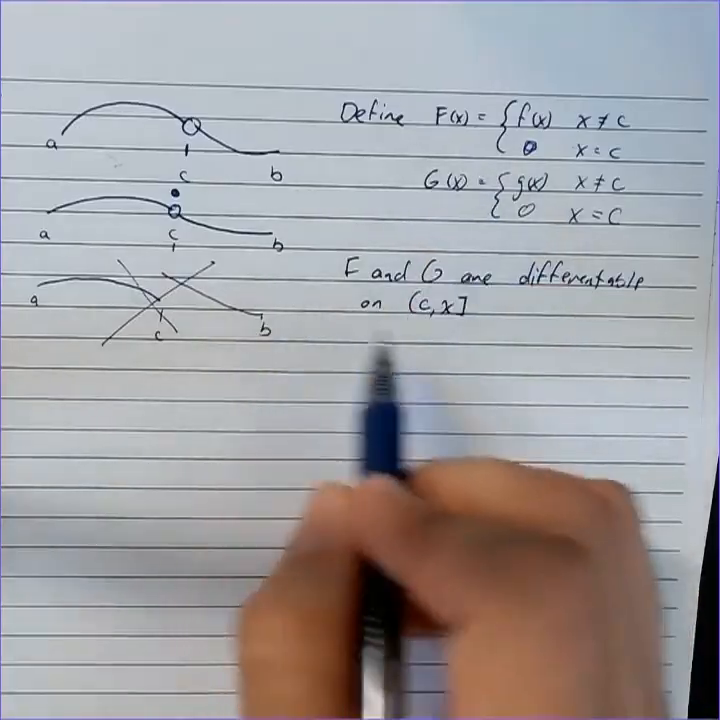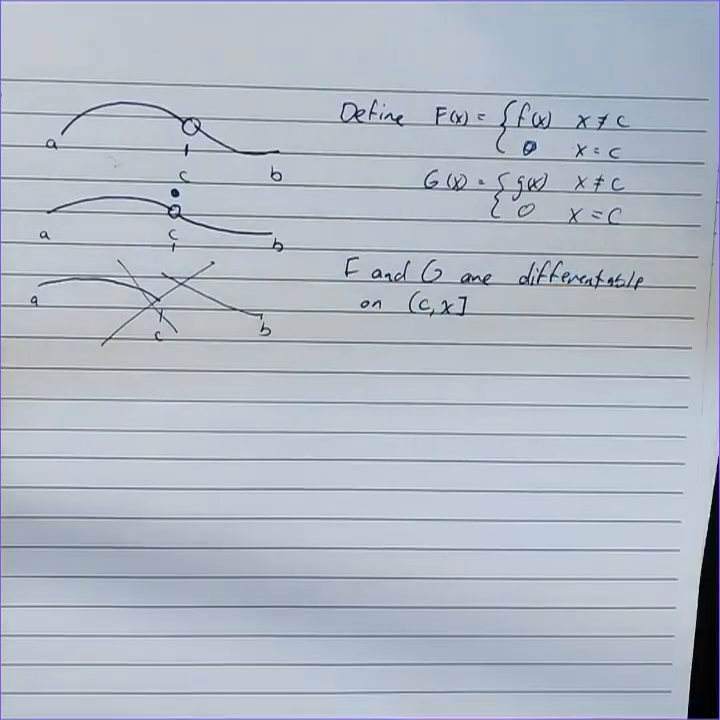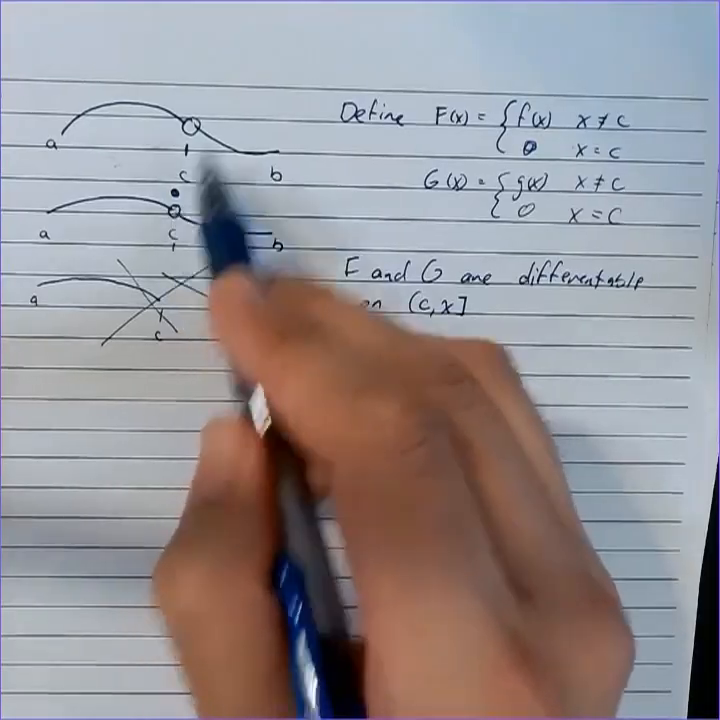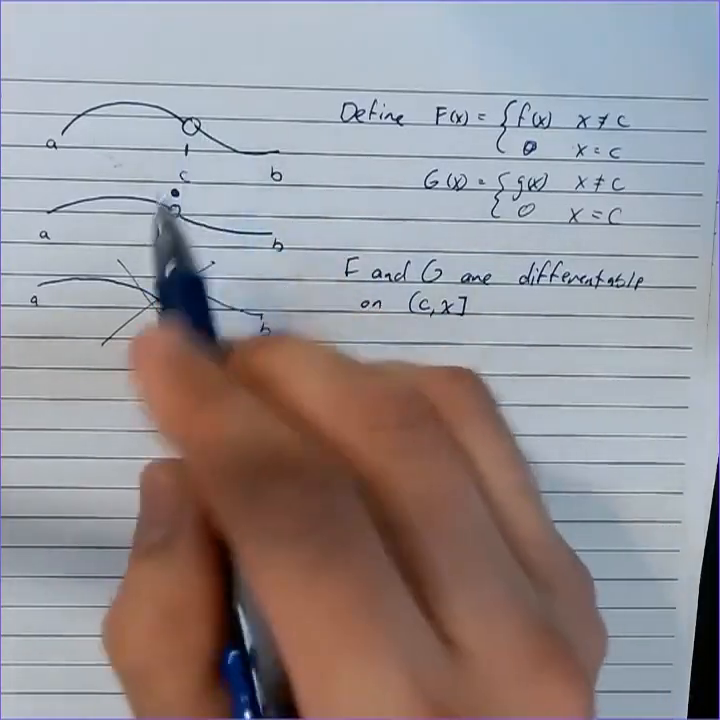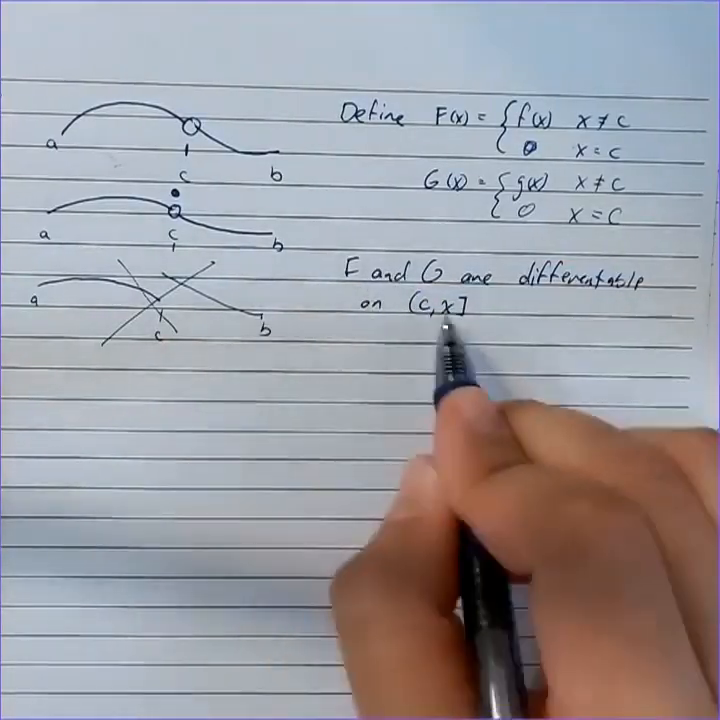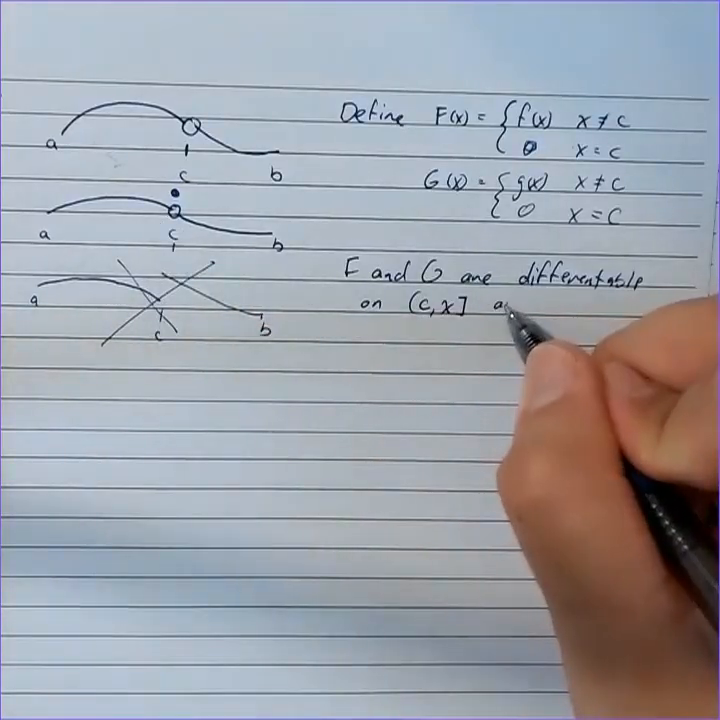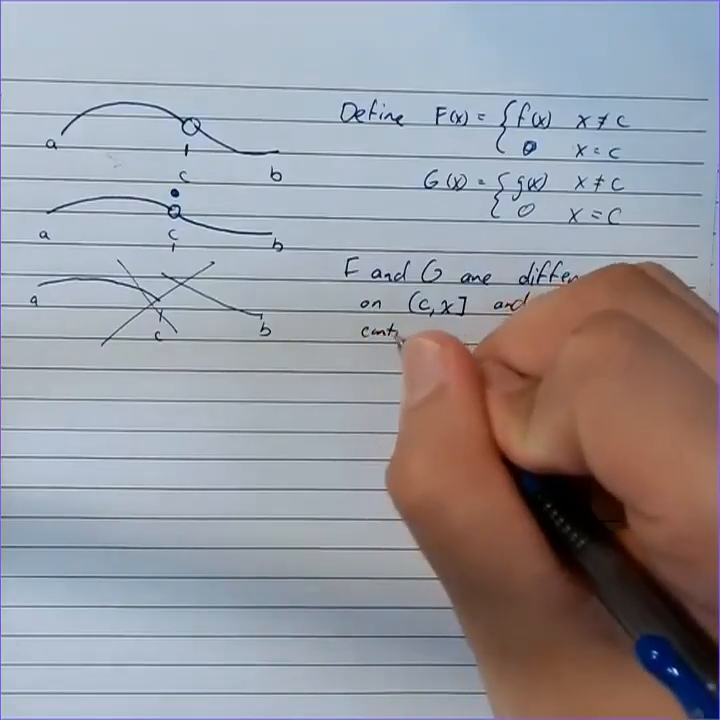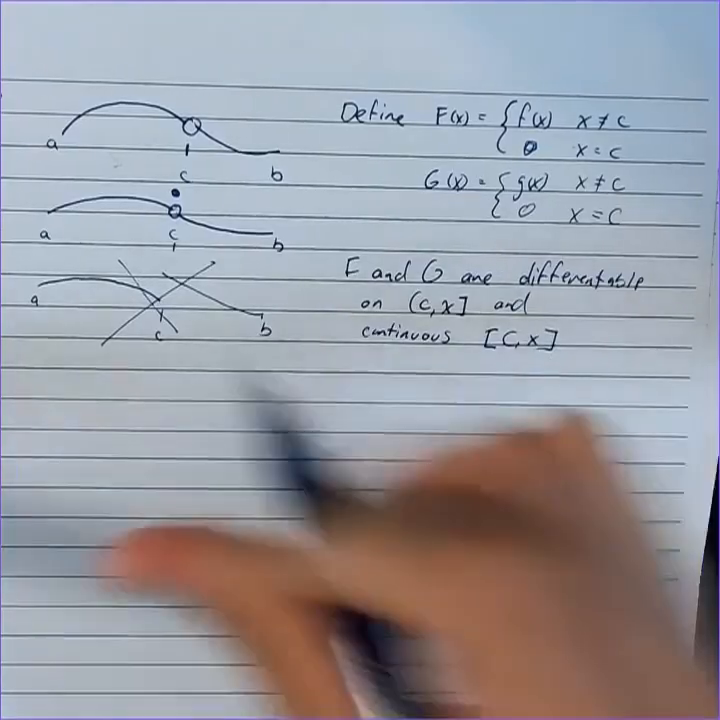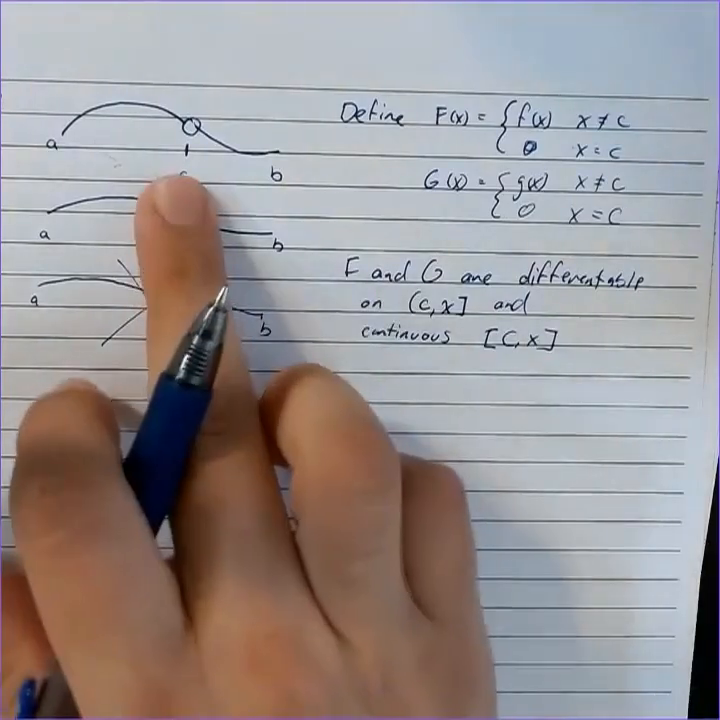These new functions are differentiable on the interval starting after c, just like little f was. And because we have filled in the hole, they are continuous. So F and G are differentiable on the interval from c up to x. Again, that may not include the c. And they are continuous on the interval from c up to x, and now you do include your c, because you filled in the hole, where x is any number between c and b.